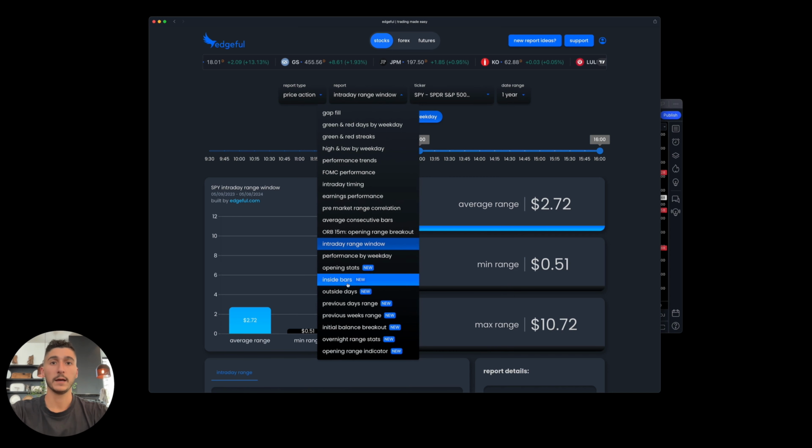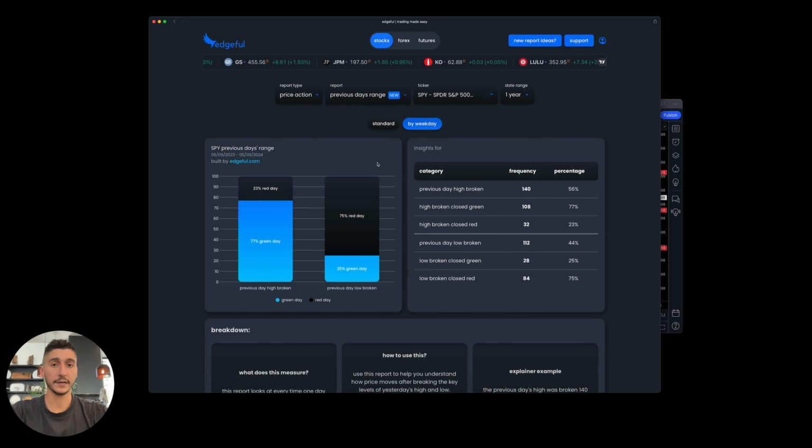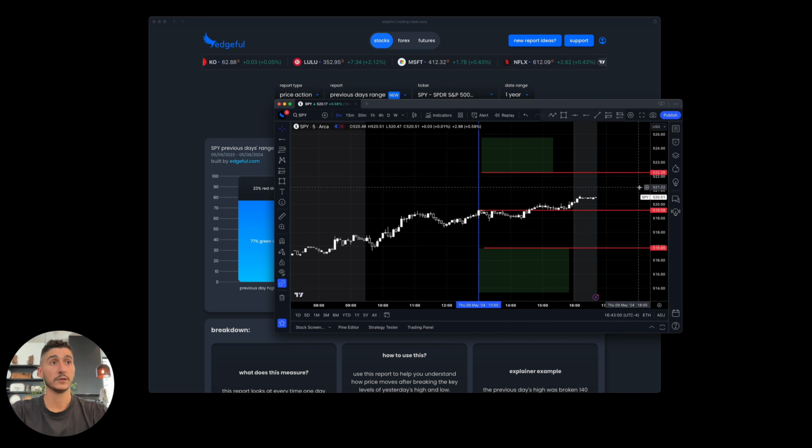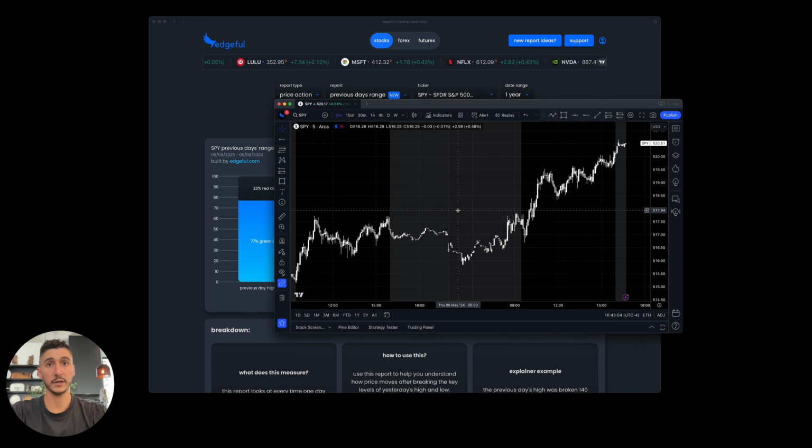So another one that I really like is the previous day's range. What this report measures is for every time the previous day's high is broken, we close green 77% of the time. For every time the previous day's low gets broken, we close red 75% of the time. So let me do this quick. Let me wipe all these drawings off. Let me show you what that means.